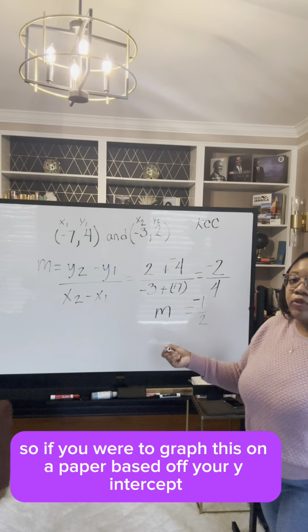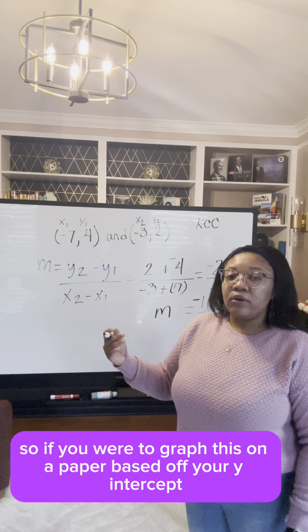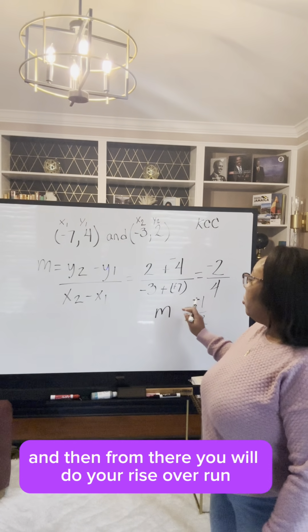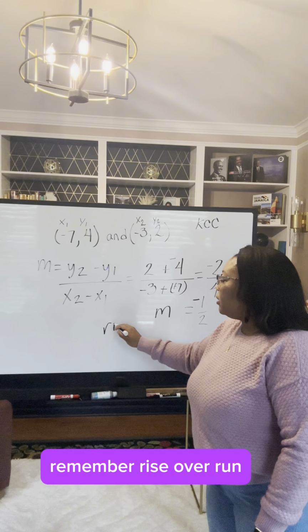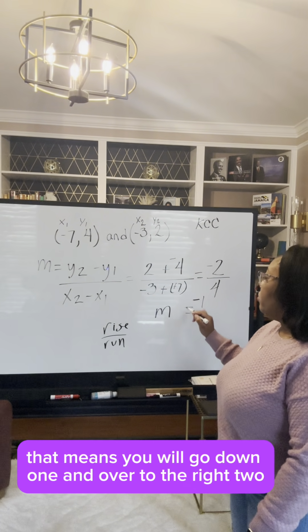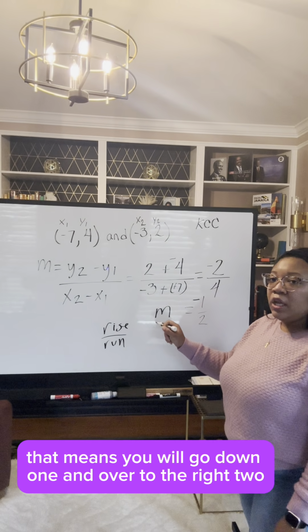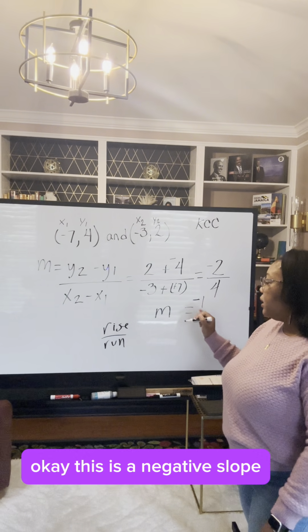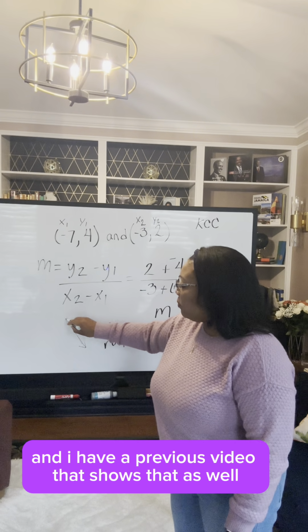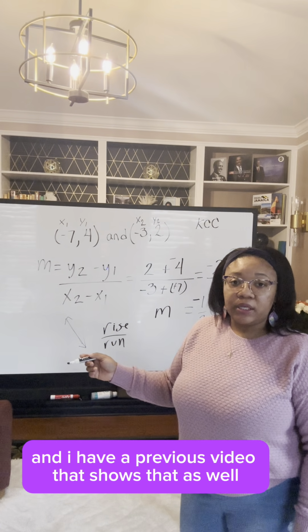So if you were to graph this on the paper based off your y-intercept, you will graph your y-intercept first, and then from there you will do your rise over run. Remember, rise over run. So that's how you will graph the rest of your coordinates. That means you will go down 1 and over to the right 2. Okay, this is a negative slope. So that way your line is going to look like such. And I have a previous video that shows that as well.